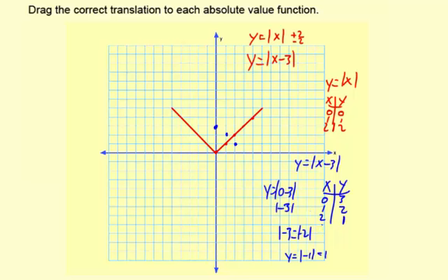And then let's do another one. Input of 3. 3 minus 3, that's 0. Absolute value of 0 is 0. So 3, 0. I'm going to do one more. What if I input a 4? 4 minus 3 is 1. Absolute value of 1 is 1. So 4 and then 1. So the v's turned around heading back up.